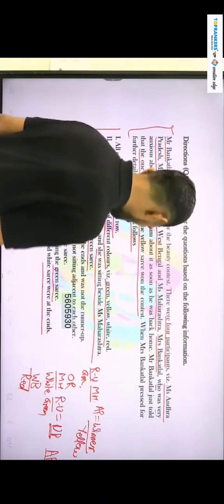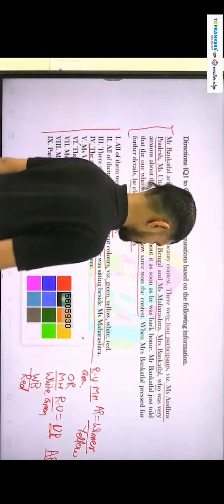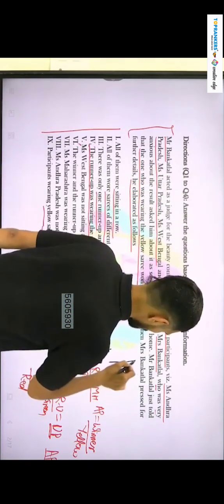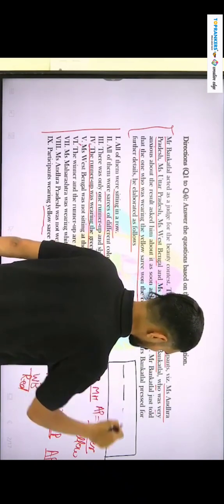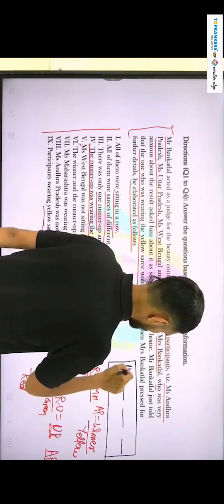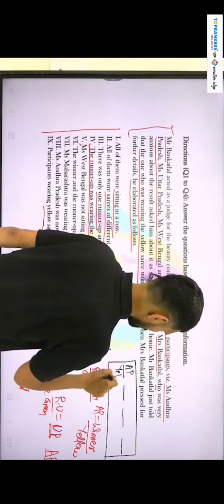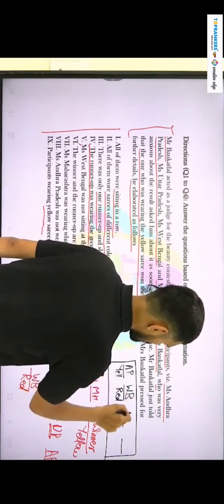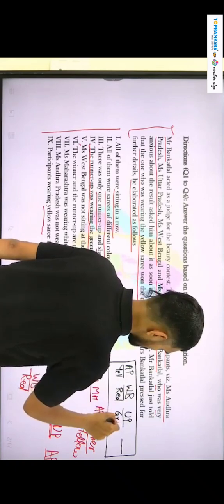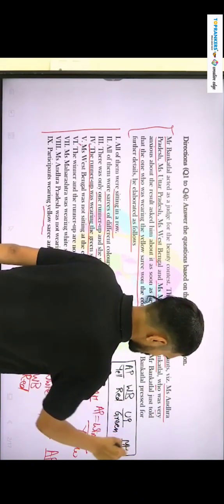Let me redraw it, final structure. With this black color I am drawing, there are two possibilities. Possibility one, Miss Andhra Pradesh wearing yellow sari, Miss West Bengal wearing red sari, Miss Uttar Pradesh wearing green sari, Miss Maharashtra wearing white sari.